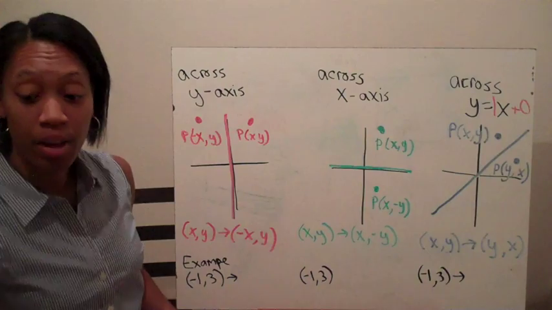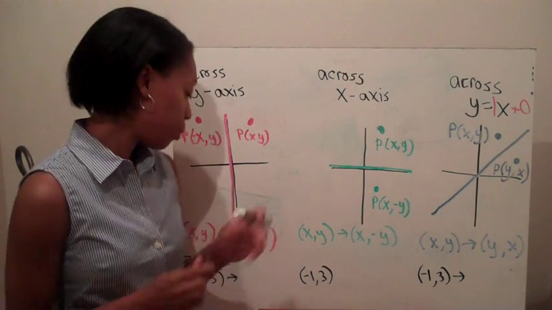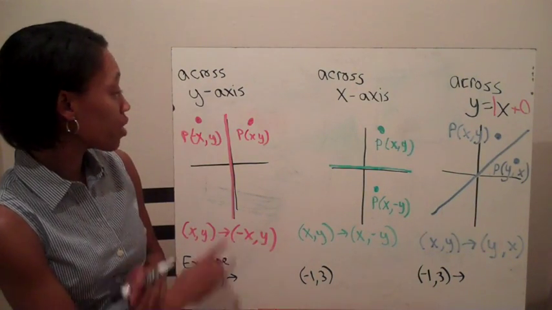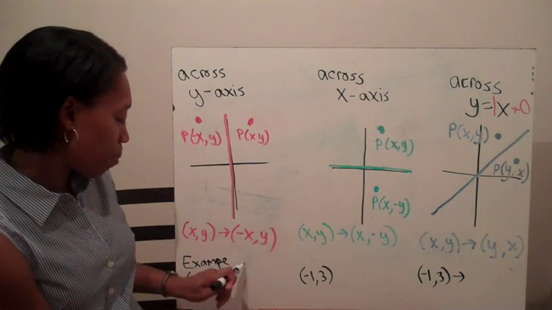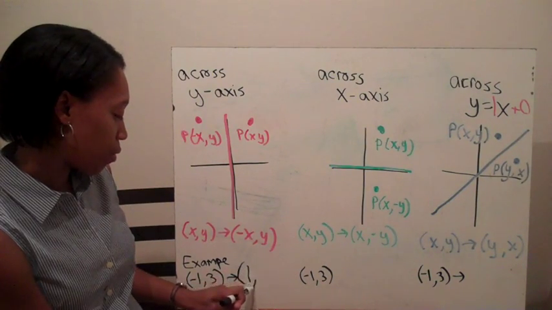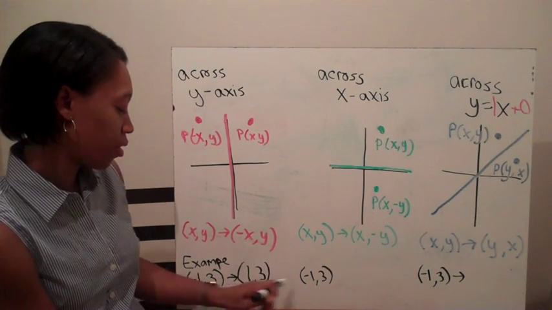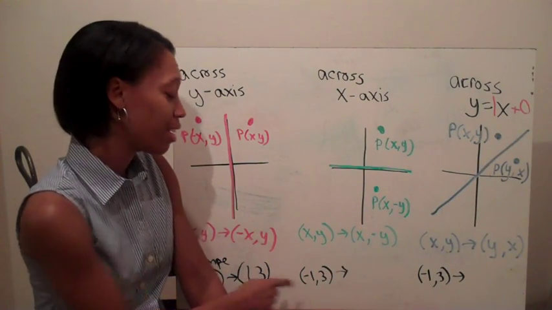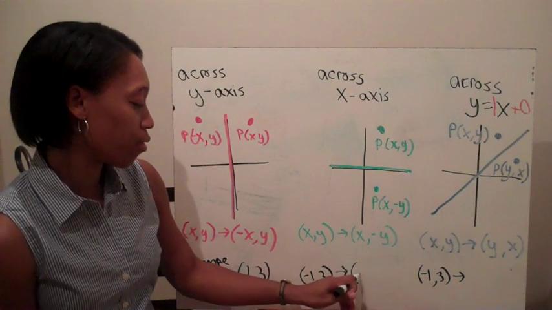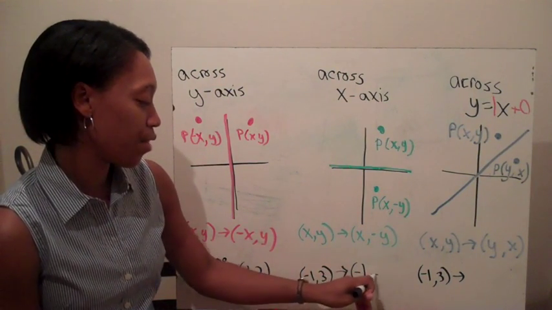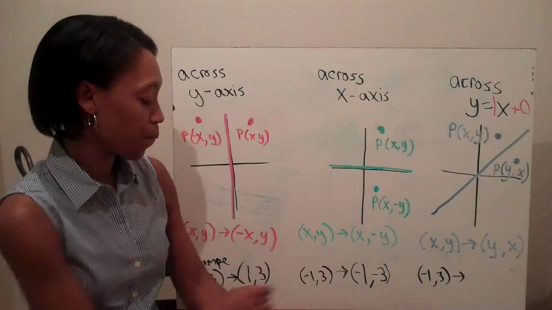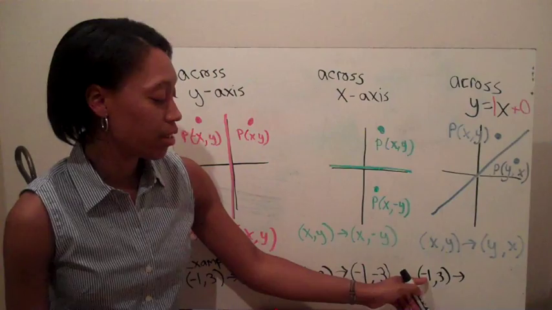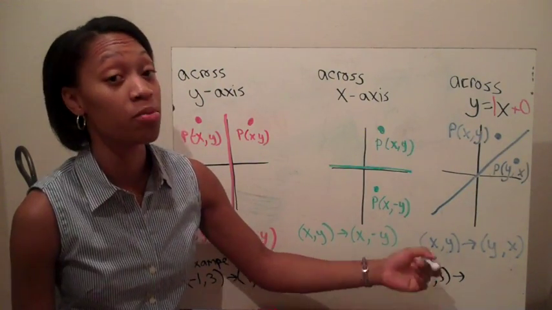For example, if we were to have the point (-1, 3), and we were to reflect it across the y-axis, well, that would become (1, 3). If we were to reflect the point (-1, 3) across the x-axis, it would become (-1, -3). The 3 becomes negative. And if we were to reflect it across the line y = x, the point (1, -3) becomes (-3, 1).